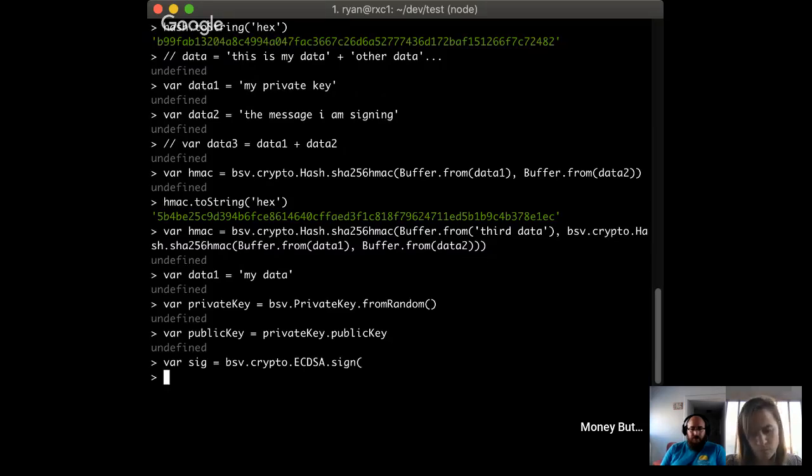Actually, before I do that, I have to hash the data. Our ECDSA class doesn't actually hash the data for you. So I'm going to hash my data first. I say something like bsv.crypto.hash.SHA-256, Buffer.from my data.